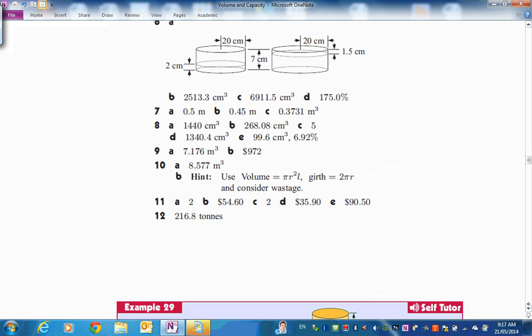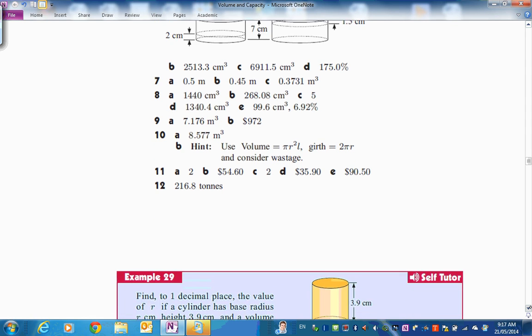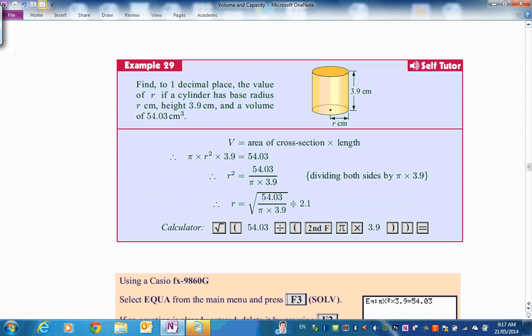Oops, too far there. There's just 6A. So, a little bit of a diagram there to help you. Check your units and make sure it's always consistent. Okay, let's move on to some more variety of problems here.